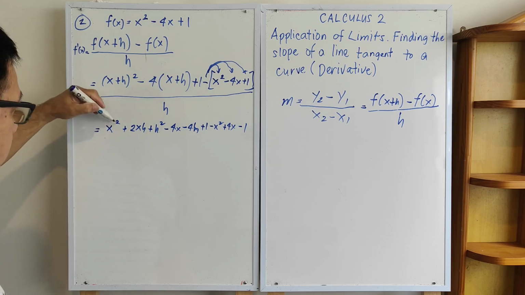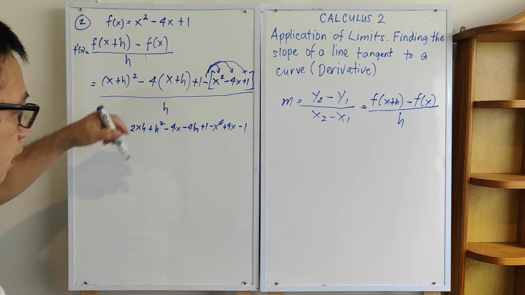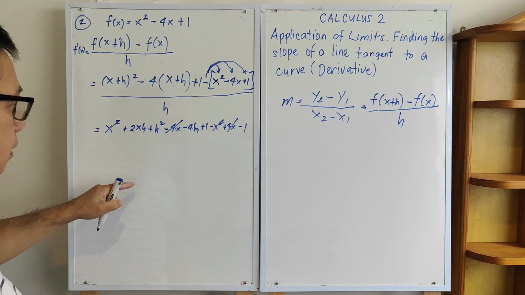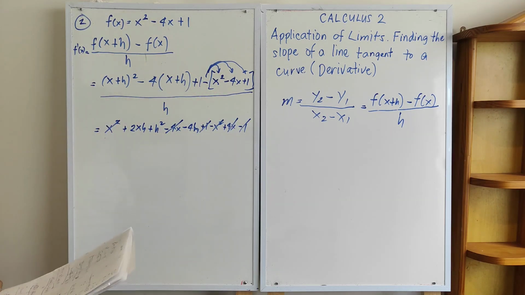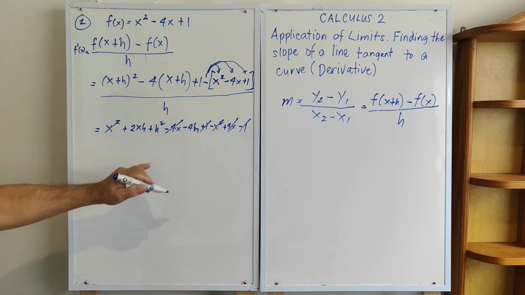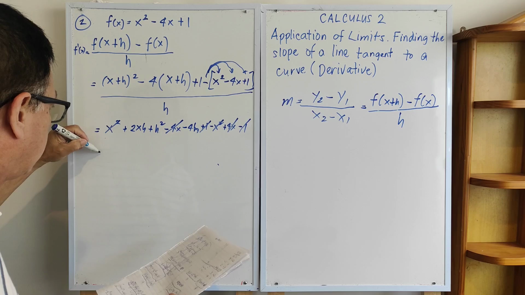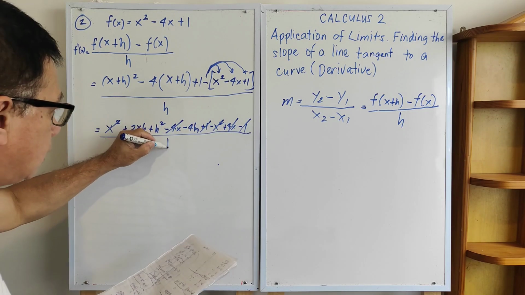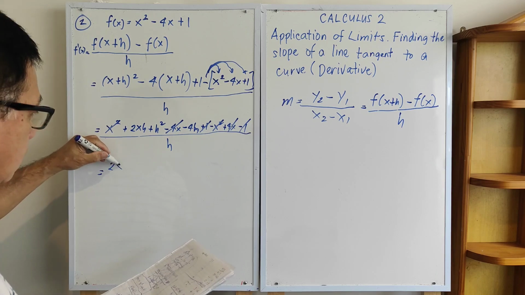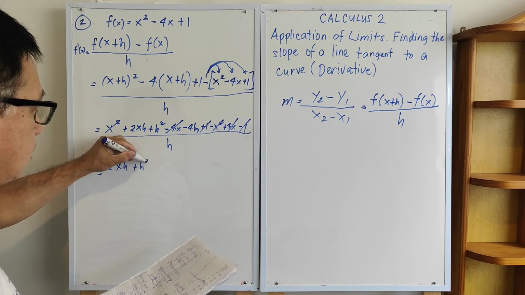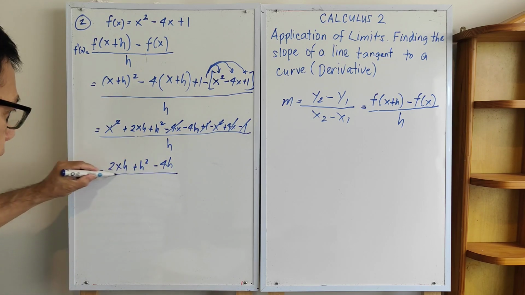So there's a lot of cancellation. x squared and x squared cancel out. Negative 4x and 4x cancel out. Plus 1 and minus 1 cancel out. So what do we have left? What we have left is 2xh plus h squared minus 4h, all over h.